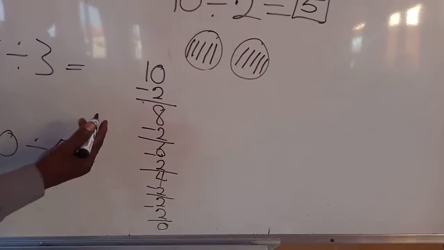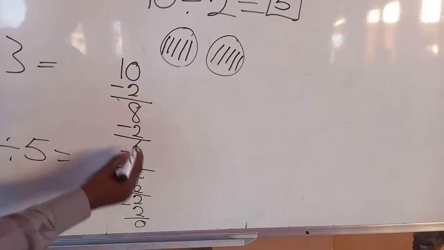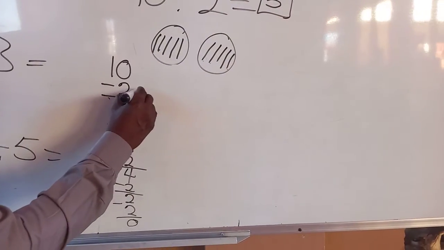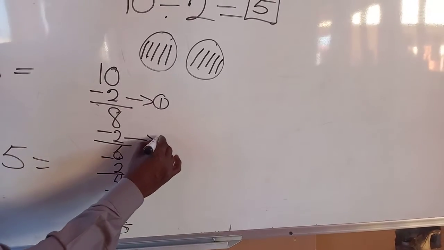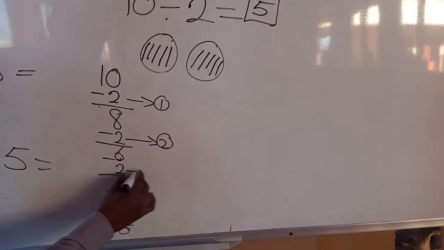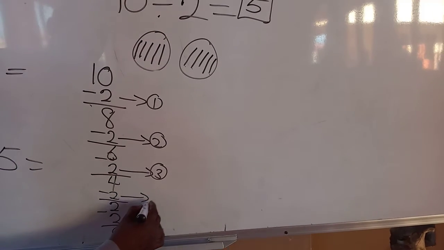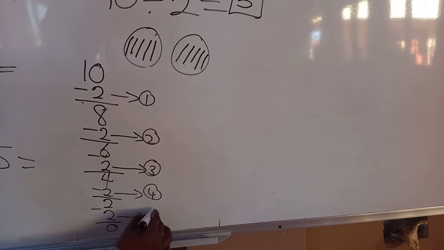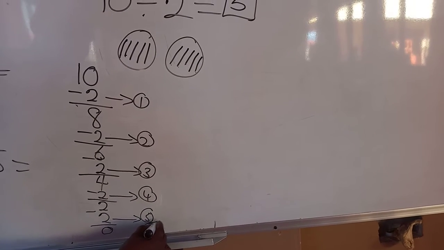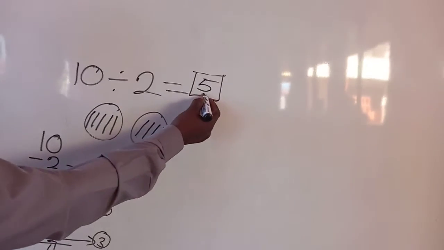Now let's check. If you finish, you have to check how many 2s you have subtracted. This is 1. This is another 2, 3, 4, and the last 2. So this is the answer, 5. How many 2s? 5. So this is the answer, 5.